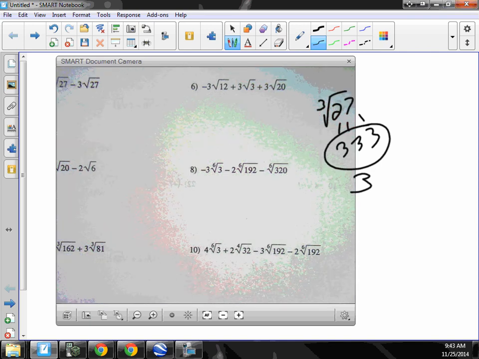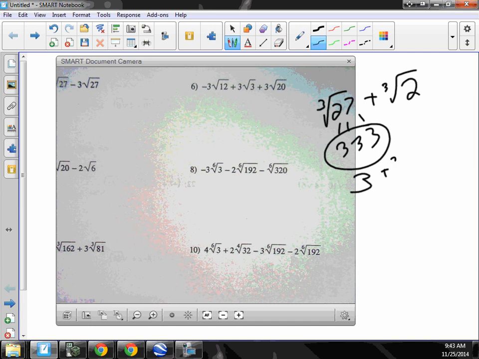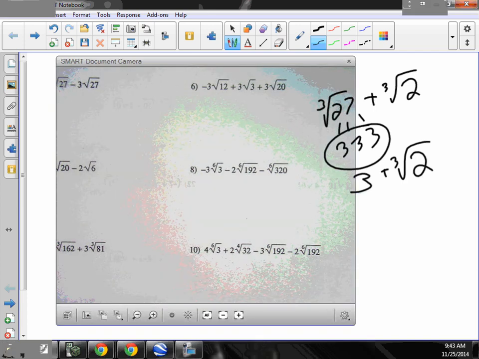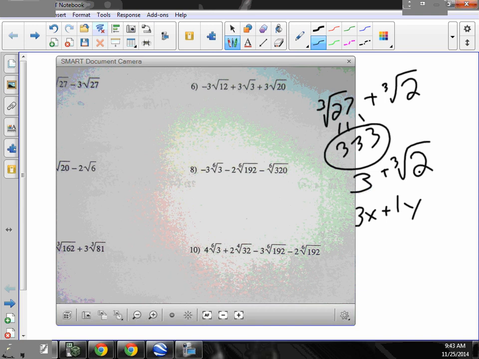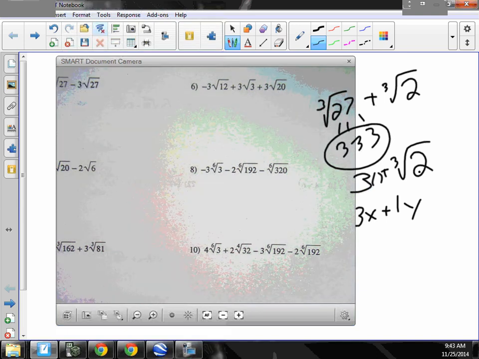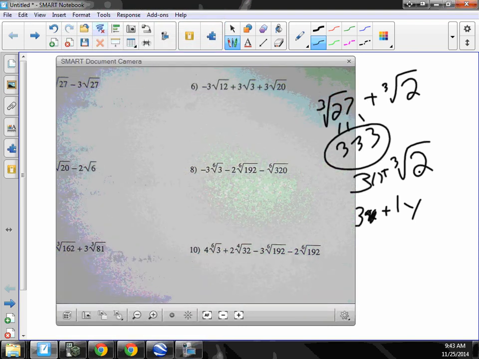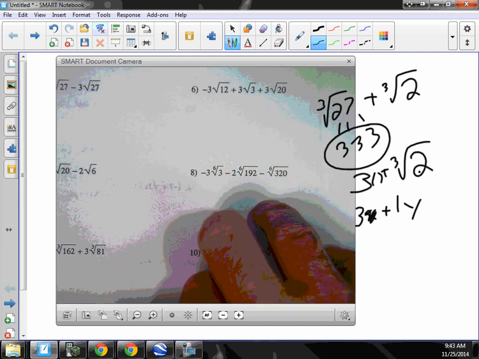Well, if it was this, can I combine those? No. It's like saying 3x plus 1y. Those do not go together. Where x is whatever, 1. Or we could just say 3 plus 1y is not going to combine. Okay, that should take you through the first page.